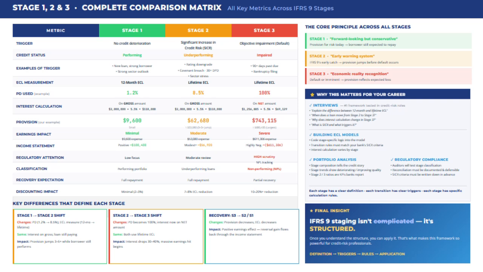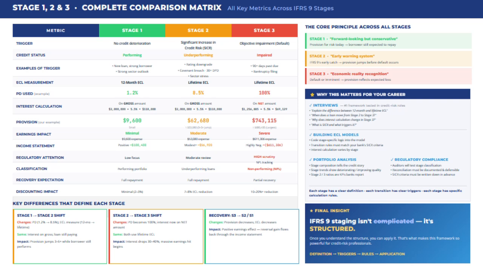Now, the interview focus on the credit risk rules. You need to explain how the staging works, build the ECL models, and code the stage transitions. Portfolio analysis should be done, and you need to understand what Stage 2 and 3 growth signals. Regulatory compliance should be there, and you need to ensure the stage transitions are documented and defensible.